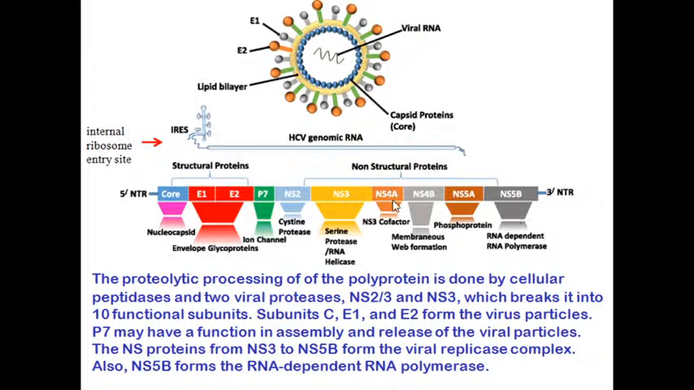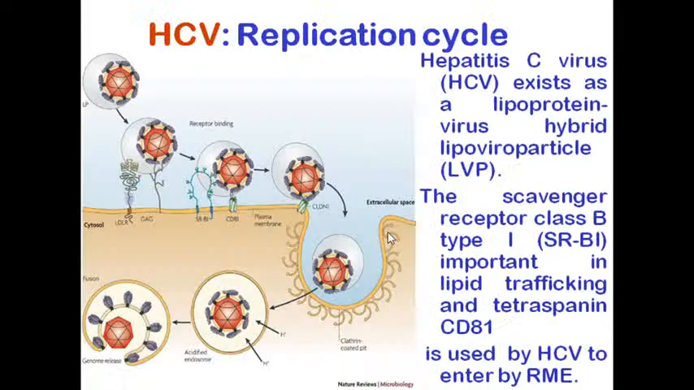So it means they are working together as an RNA-dependent RNA polymerase. And also this non-structural 5B protein forms the RNA-dependent RNA polymerase itself. So this helps in replication complex formation. So now, the replication cycle.